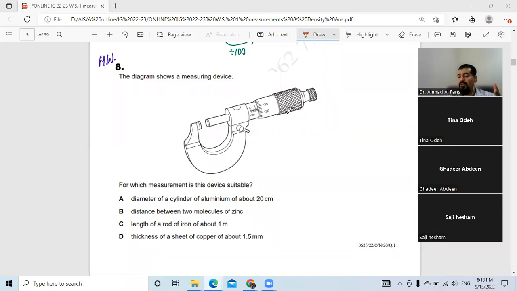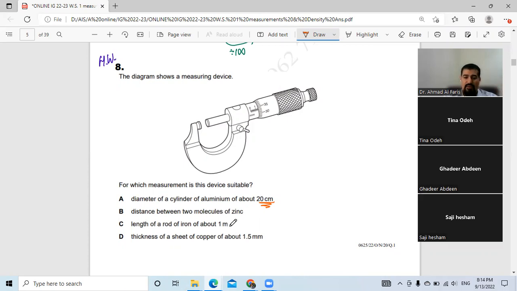If we have a digital micrometer, it will measure to 1/1,000,000th of what? Of the meter. Yes, 1/1,000,000th of the meter, or 1,000th of a millimeter. Can it measure the diameter of an aluminum cylinder of about 20 centimeters? This is far. It's only about 6, 7 or 8 centimeters. The distance between 2 molecules of zinc is too small. It cannot be measured by a micrometer. It needs special equipment like an electron microscope with an electron beam gun.